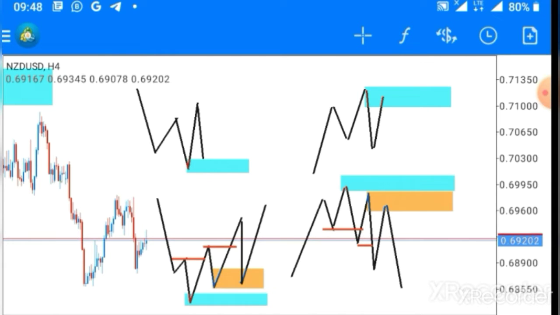In today's tutorial, I want to walk you through step by step on how to get sniper entries on lower time frames.